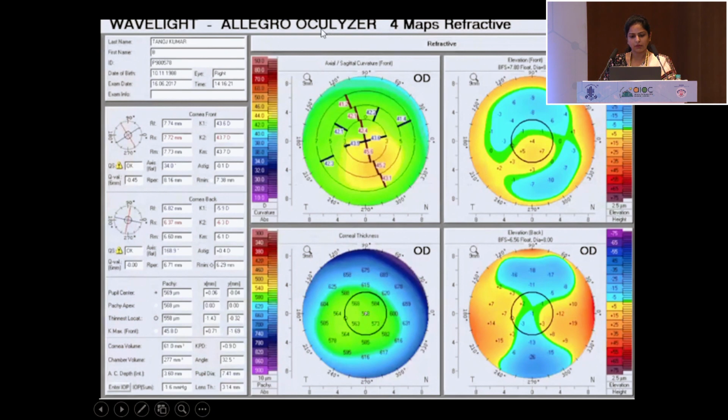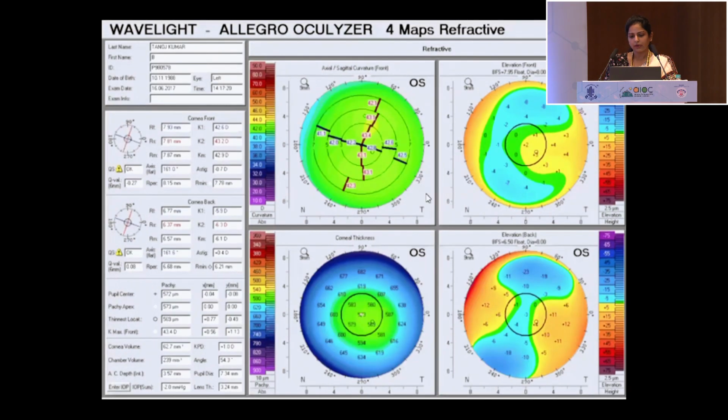Another example is like here you see some sort of steepening, but the corneal thickness is absolutely normal. The anterior posterior elevation is normal. Then you have to compare it with the other eye. The other eye looks absolutely normal. So here what is the problem? The problem is not there exactly.